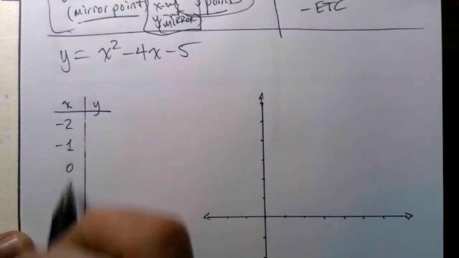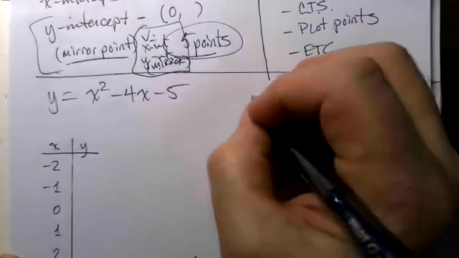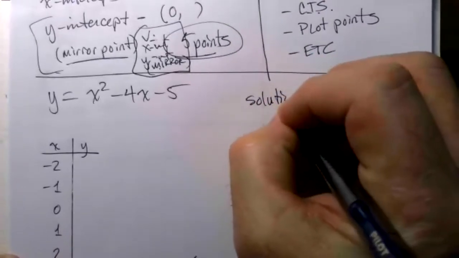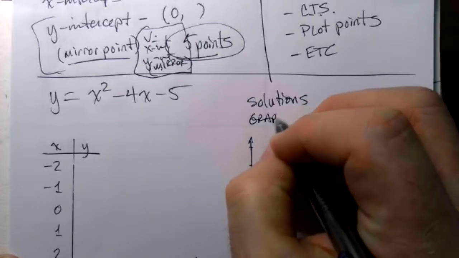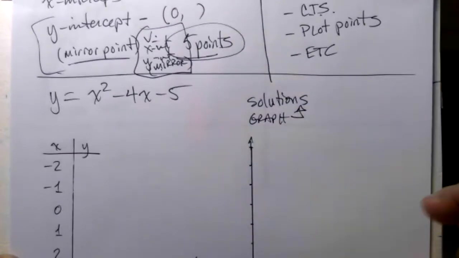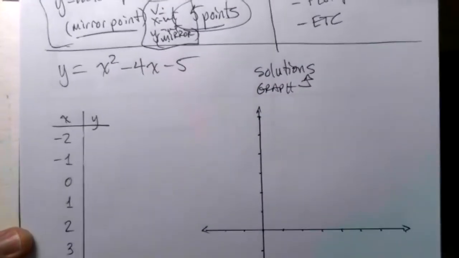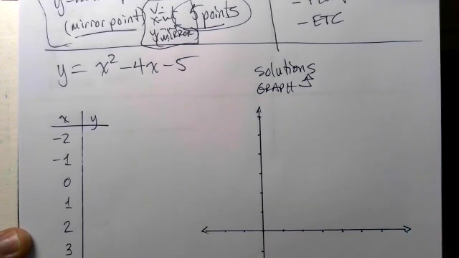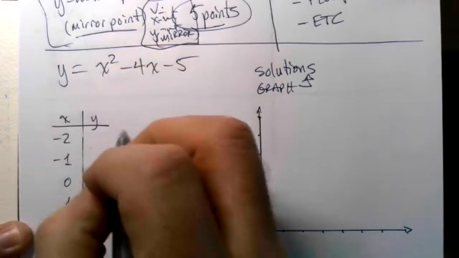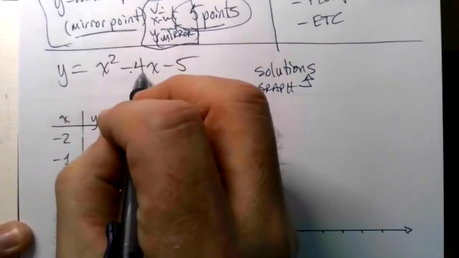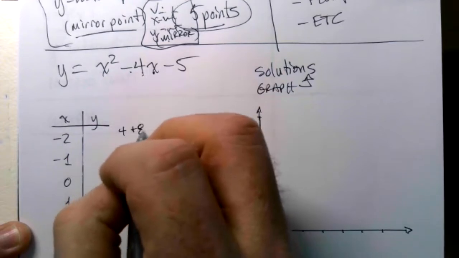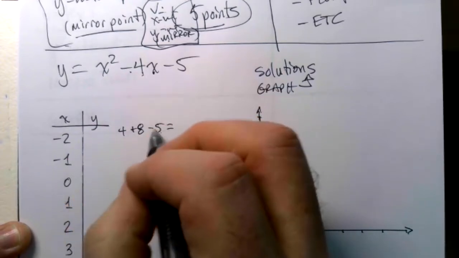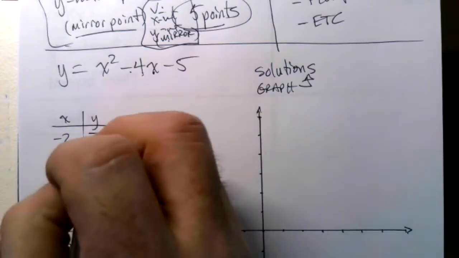I'm just going to plug in numbers. Just a reminder that solutions are values that make the equation true, and a graph is a picture of the solutions. So what we're going to do is find some values that make it true, put them on a graph and make a picture out of them. So we're going to put in -2. Well, -2 squared is 4. Minus 4 times -2. Well, 4 times -2 is -8, so it's really +8 minus 5. So this becomes 12 minus 5, or 7.